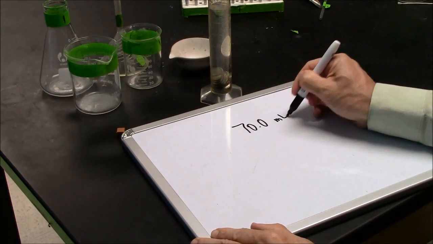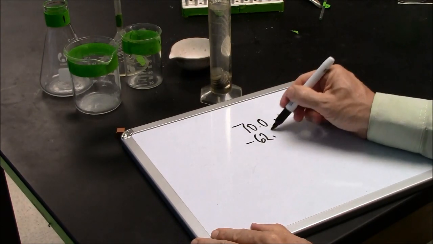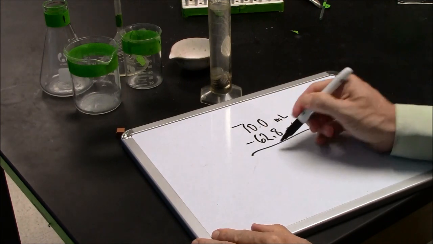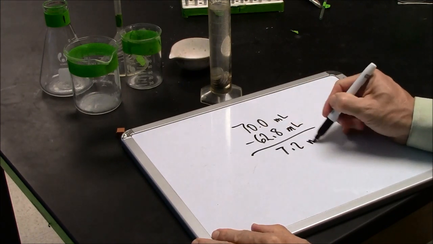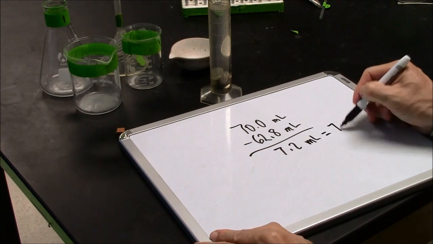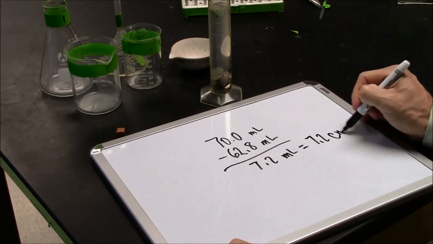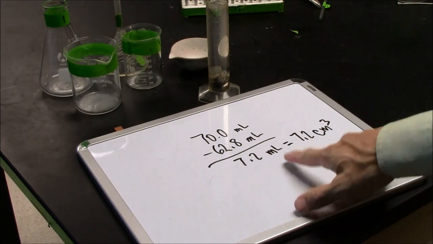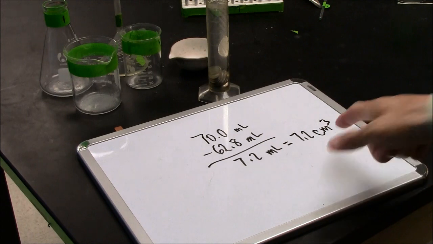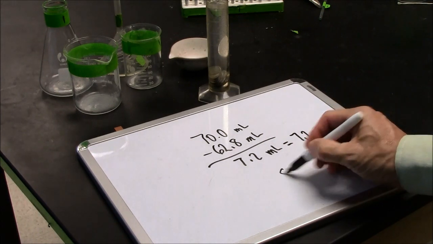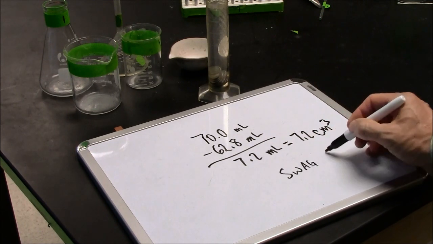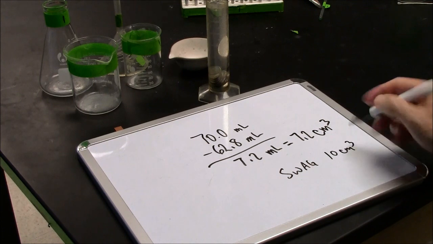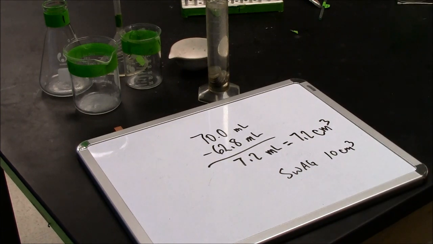70.0 milliliters minus 62.8 milliliters is 7.2 milliliters, which is equivalent to 7.2 cubic centimeters. So the volume accurately measured is 7.2 cubic centimeters. My swag was 10 cubic centimeters. Not great, but not terrible either.